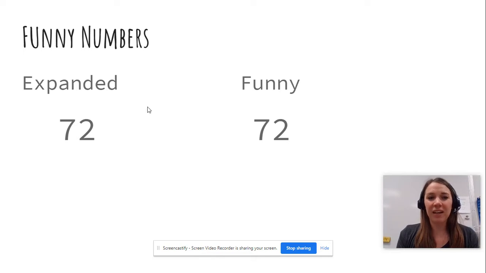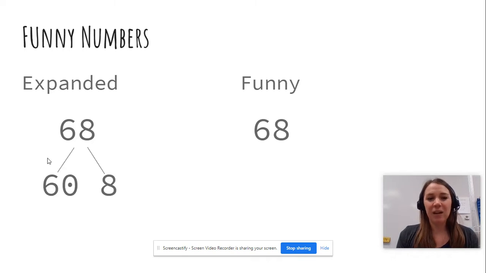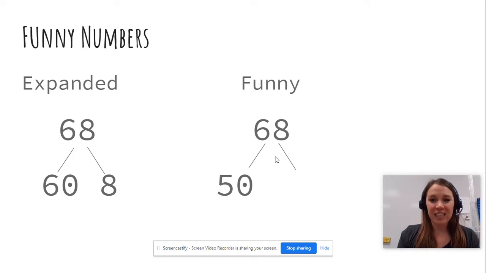Let's try another one. In expanded form, 72 would be 70 and 2. Its funny number, you'd have to take a 10 from 70 and give it to the 2. What would it be? You're right, 6012. Expanded form for 68 would be 60 and 8. Its funny number would have to take a 10 from 60 and give it to the 8. What would its funny number be? You're right, 50 and 18.